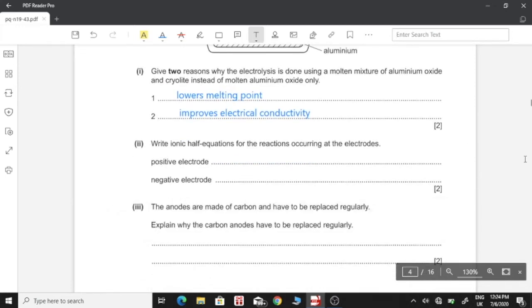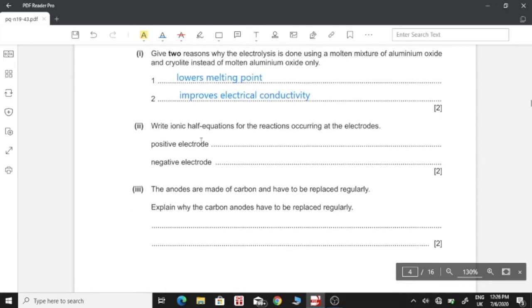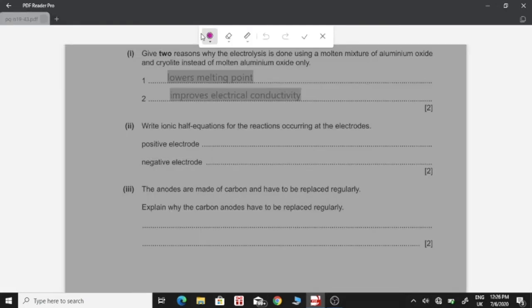Part 2. Write ionic half equations for the reactions occurring at the electrodes. Alright, so for the positive electrode, we are supposed to be having a negative ion since opposite charges attract. In this case, we have aluminium ion and oxide ion, both from the compound aluminium oxide, and since aluminium is a metal, it is going to have a positive charge. So it would be attracted toward the negative electrode, and oxide ion, which is a negative ion, will be attracted towards the positive electrode. Alright, so on the positive electrode, we're going to be having the oxide ion.